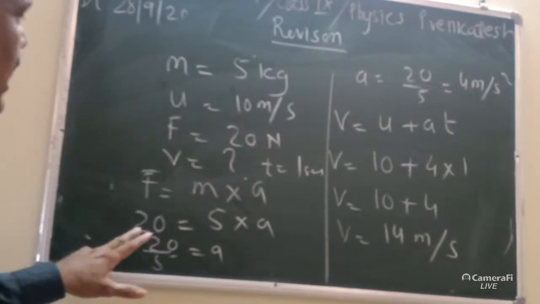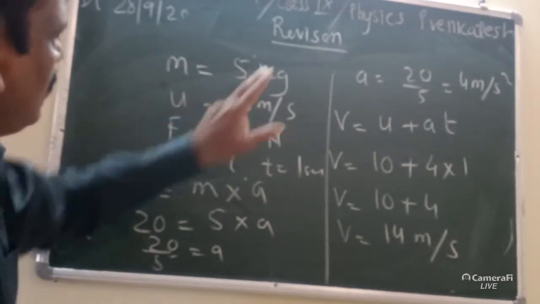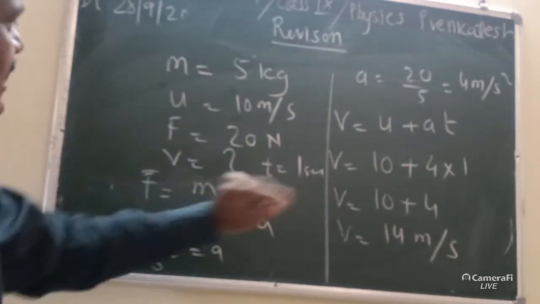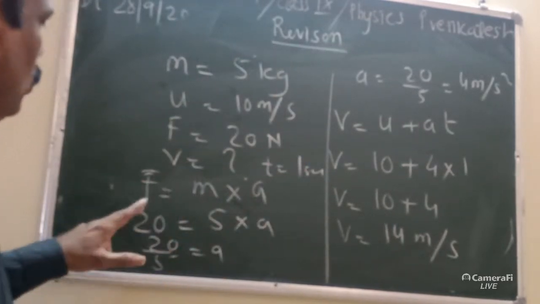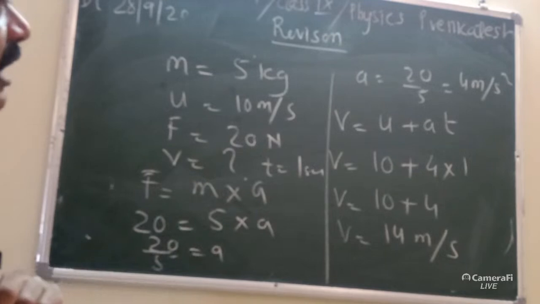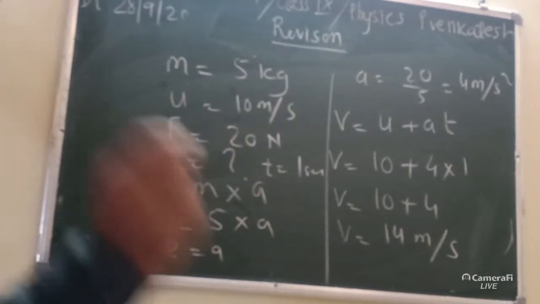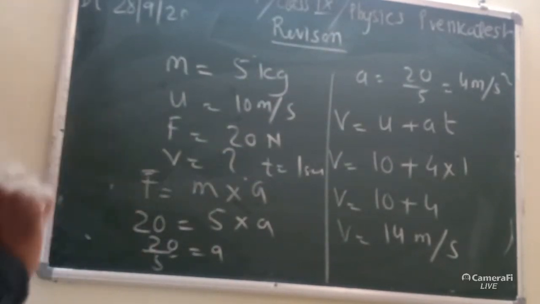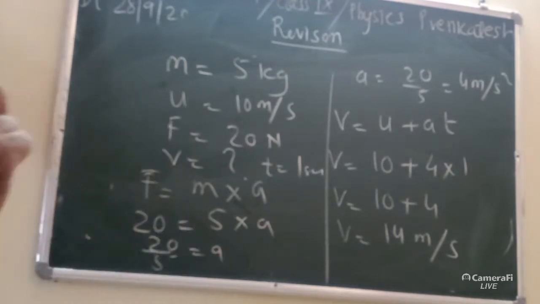Force equal to 20, equal to mass. What is the mass of the body? 5, into acceleration, which you don't know, you have to find. So 20 upon 5 equal to A, or A equal to 4 meter per second square. You got the acceleration. Now what you have to find?